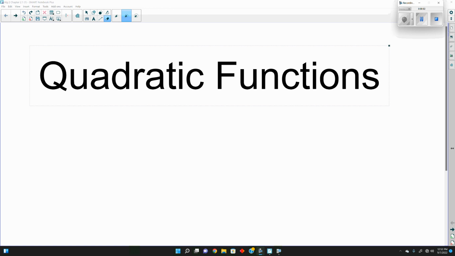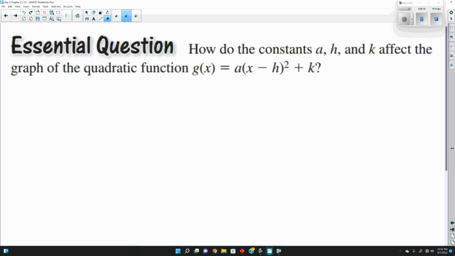We are starting chapter 2 today. We're starting chapter 2, which is going to be over quadratic functions. Now, the first thing we're going to talk about with quadratic functions is transformations and identifying them based off the graph, or, well, equation, based off the equation. Now, our main equation is going to be this here.